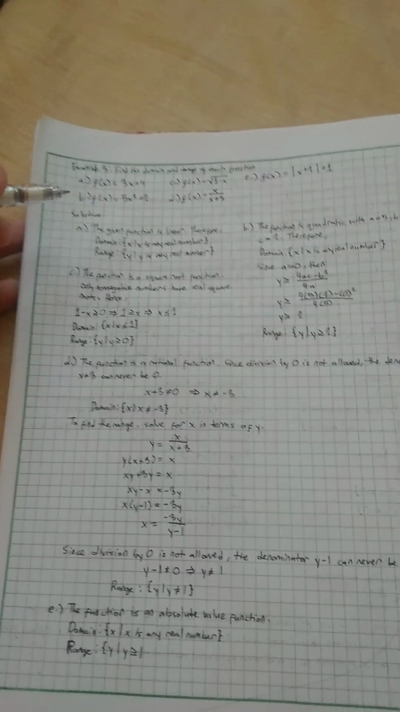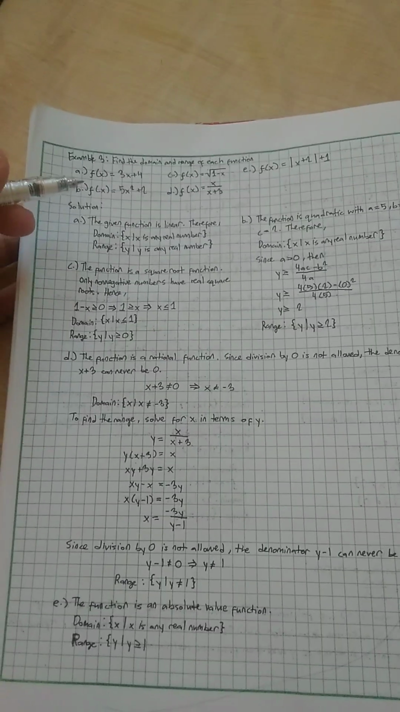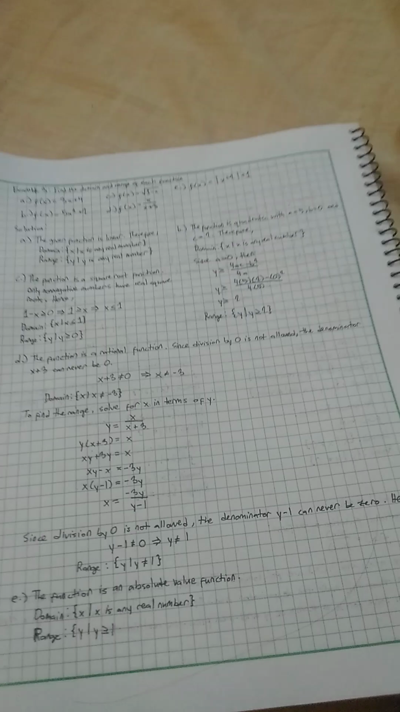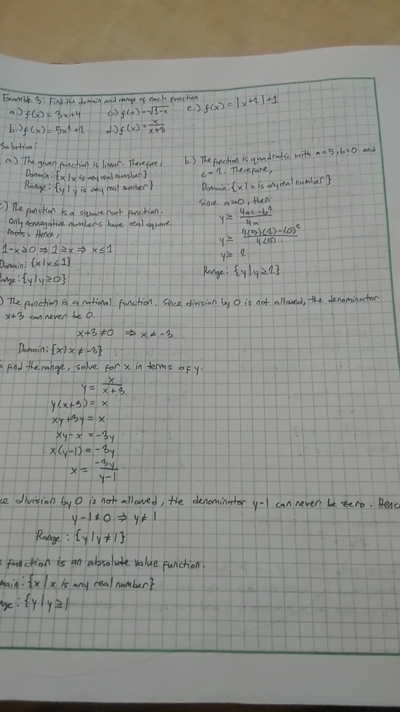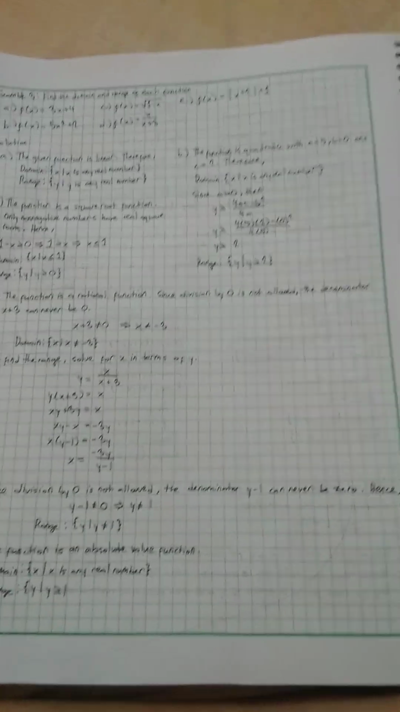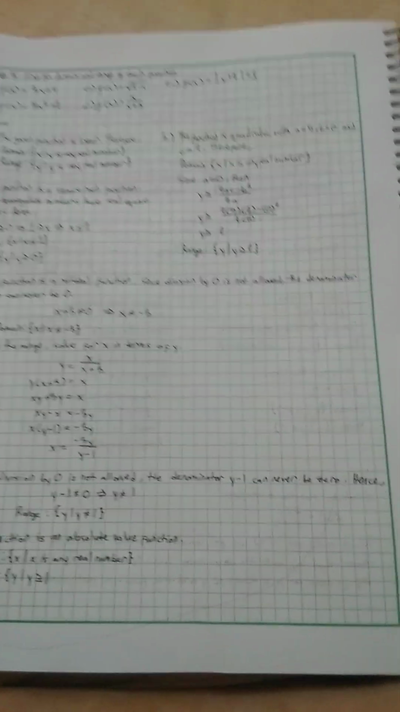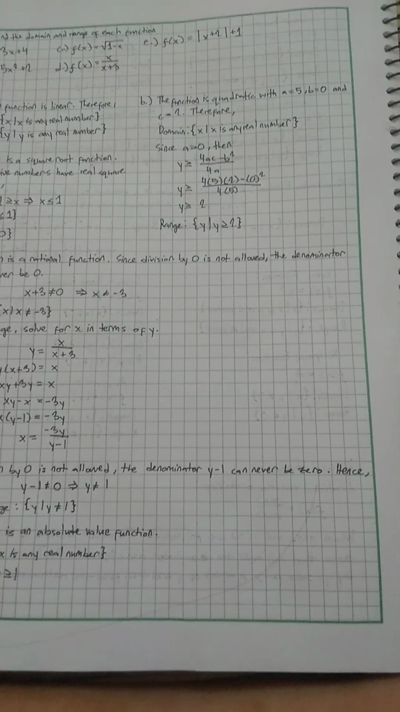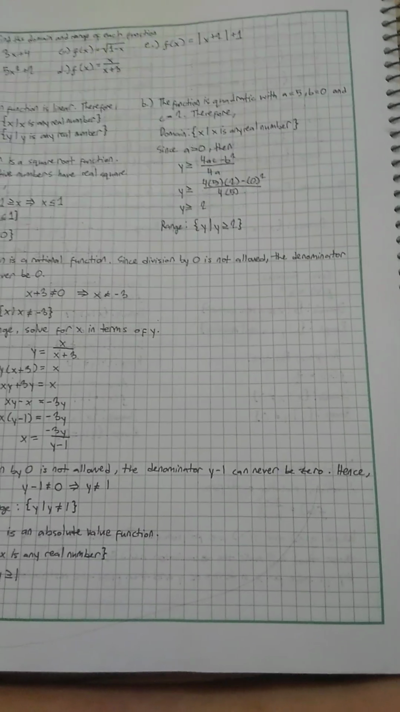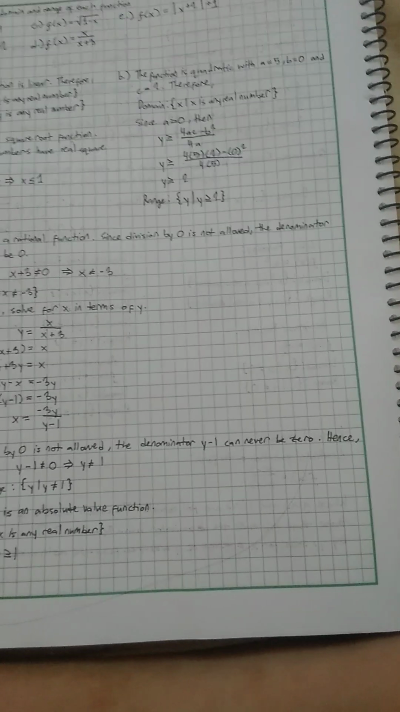For letter B, the function of x is equal to 5x squared plus 2. The function is quadratic with a equal to 5, b equal to 0, and c equal to 2. Therefore, the domain of this function is x, any real number. Since a is greater than 0, then y is greater than or equal to 2. The range is y greater than or equal to 2.